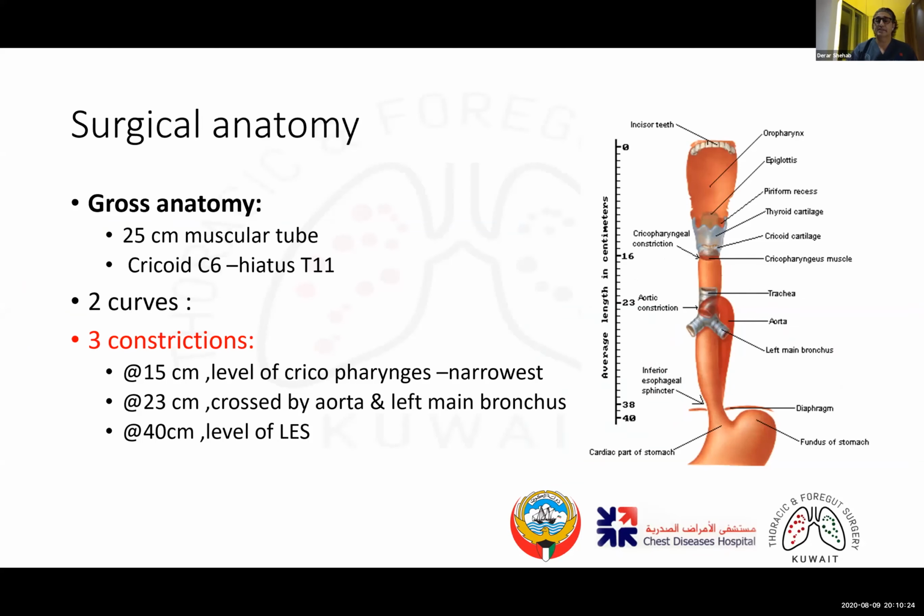We all know that the esophagus is a muscular tube about 25 centimeters long, starting from C6 to T11. Naturally, we have three narrowings. The first one is at the level of the upper esophageal sphincter, which is 15 centimeters. The second one is in the thorax, where it is crossed by the aorta and the left main bronchus. The third narrowing is at the level of the lower esophageal sphincter. Those narrowings have clinical importance because most food impaction and perforation occur there.